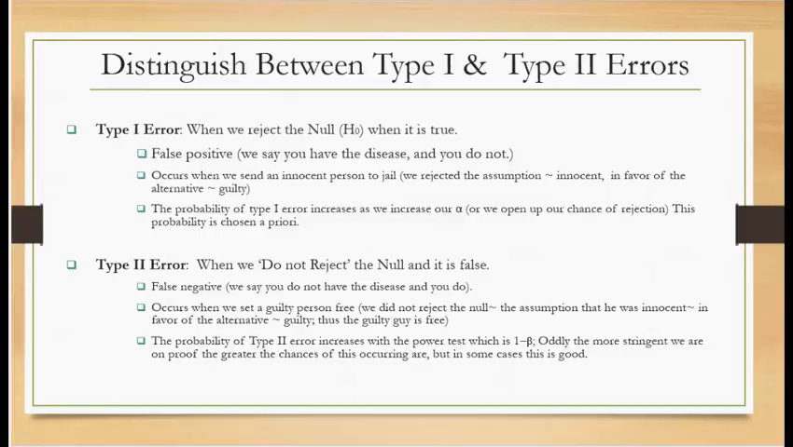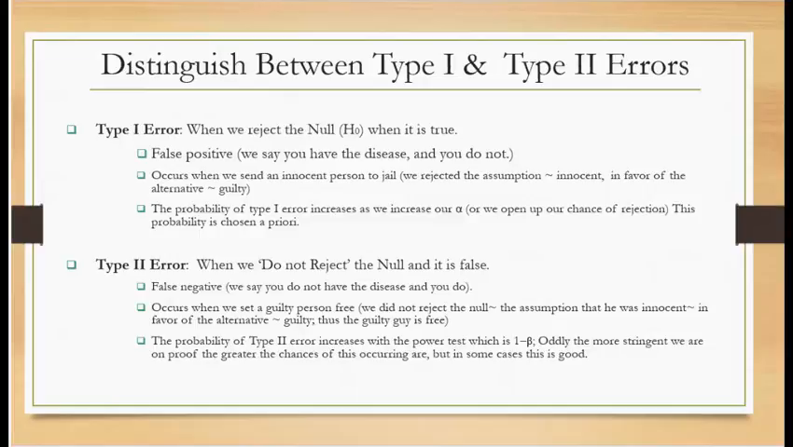Now I carefully left off the last bullet on both the type 1 and the type 2 error, but I'll go back to that now. I did this on purpose because first you have to get your head around what a type 1 and a type 2 error is. But then you have to understand that the probability of a type 1 error increases as we change our alpha, because our alpha is our rejection region. So the smaller our alpha is, the less chance we have of a type 1 error, because we have such a small rejection region.